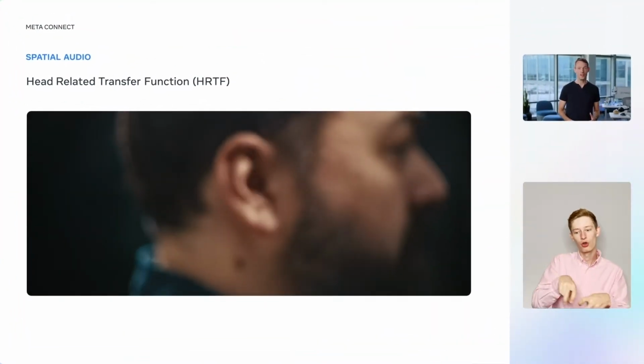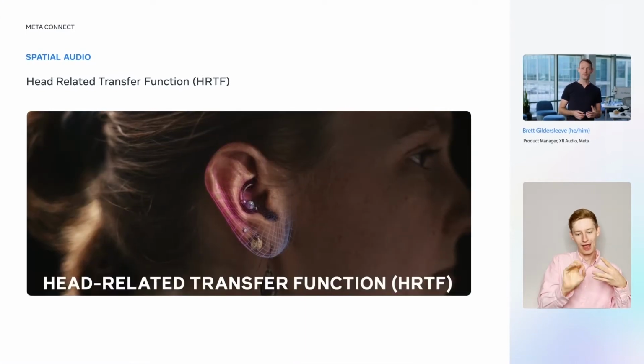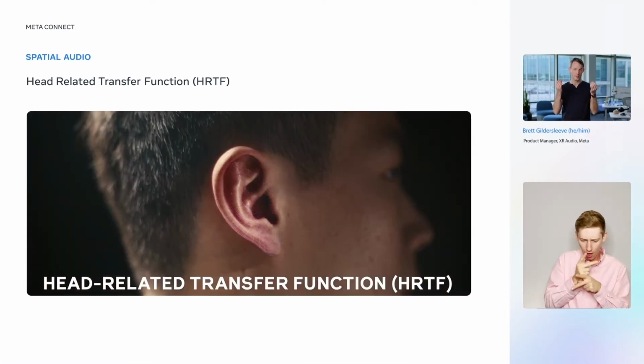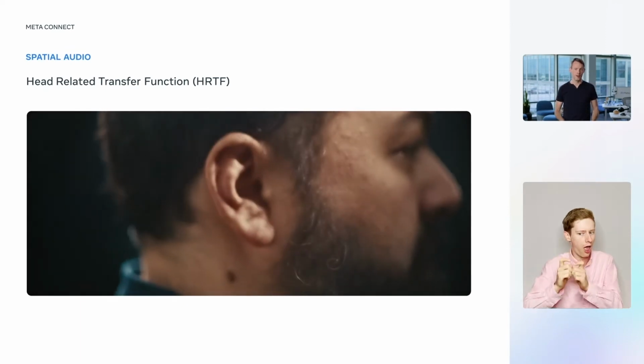Beyond these differences in time and level at each ear, another major contributor to how we hear in the physical world is the way that sound waves interact with our bodies, particularly our outer ears. Sounds reflect off of us and bend around us, and this changes the way that they sound when they finally arrive at our eardrums. This is known as the head-related transfer function, or HRTF. The brain uses this combination of cues resulting from the HRTF, as well as the differences in time and level between the ears that we discussed earlier, to figure out exactly where a sound is coming from. In other words, human hearing is complicated.